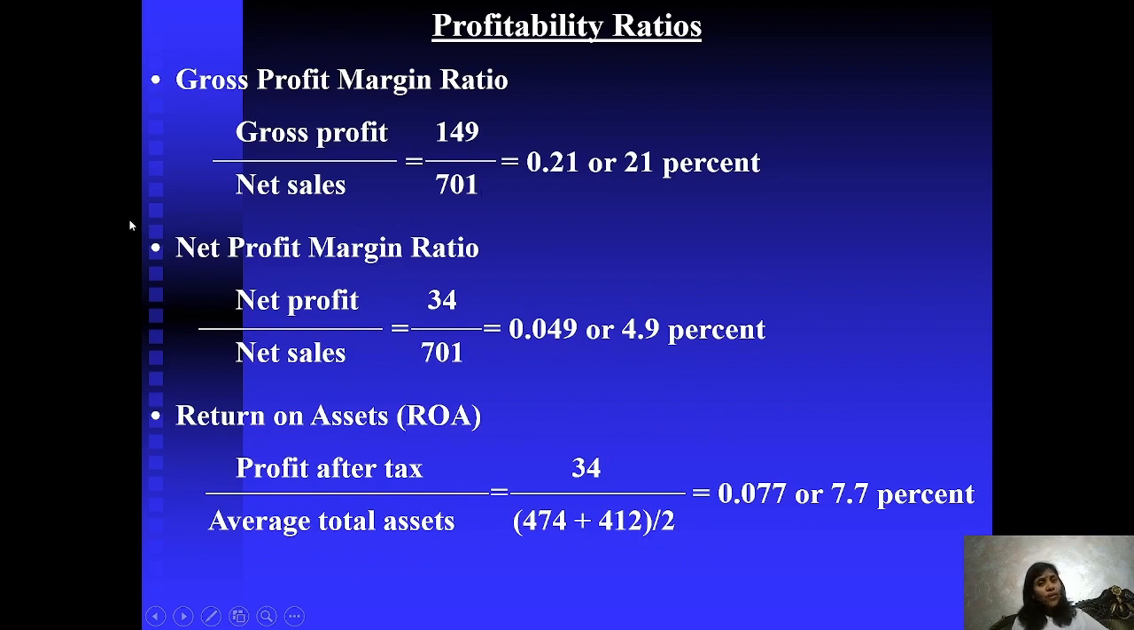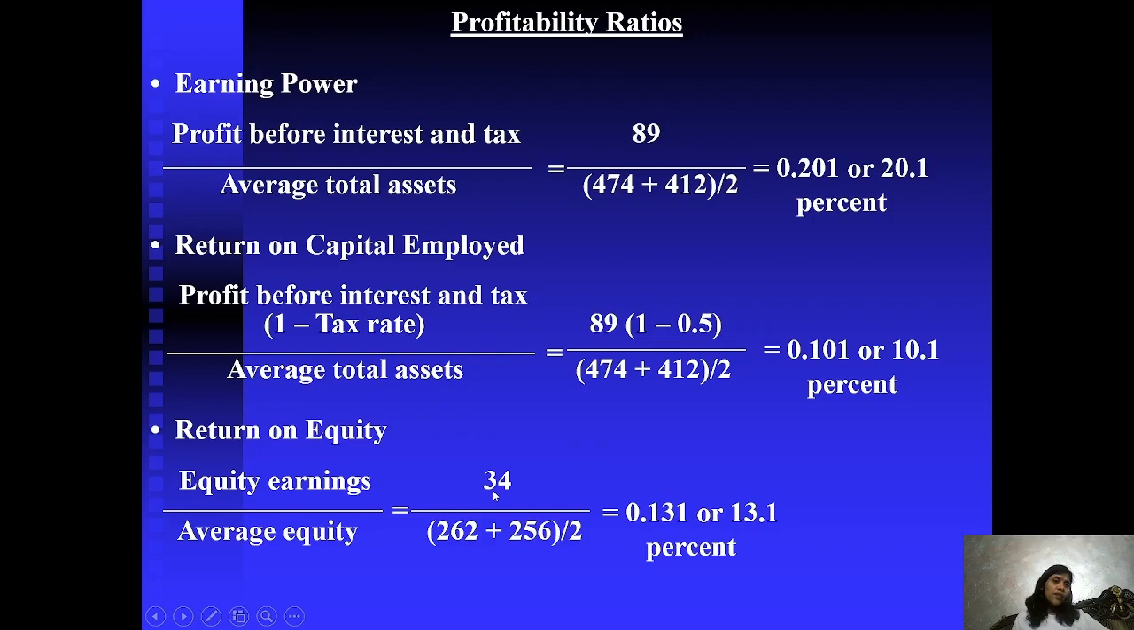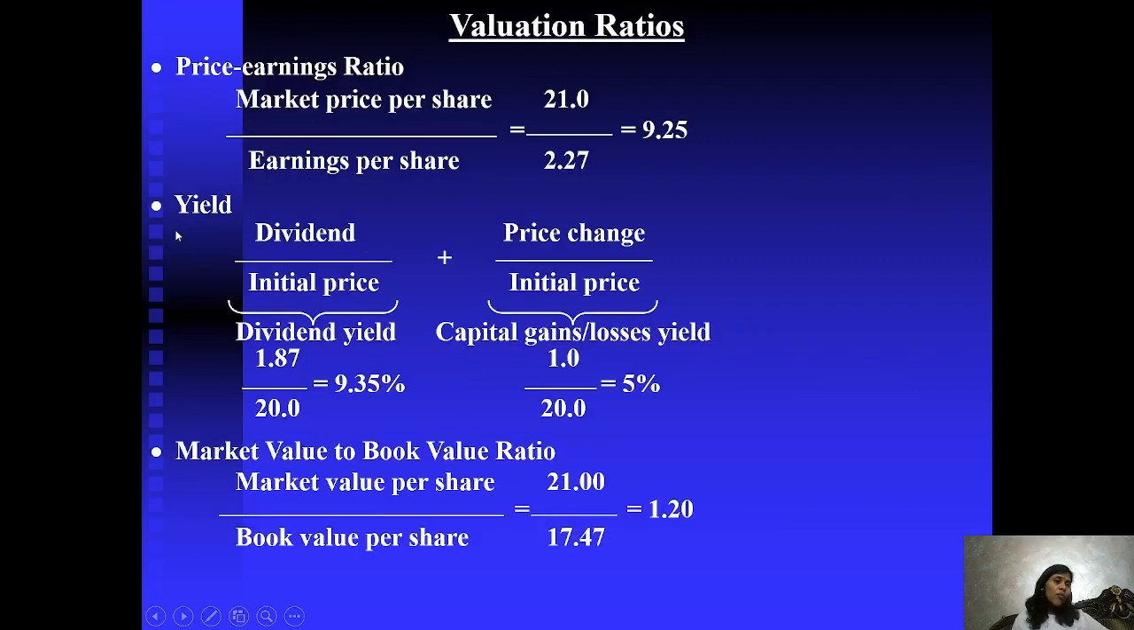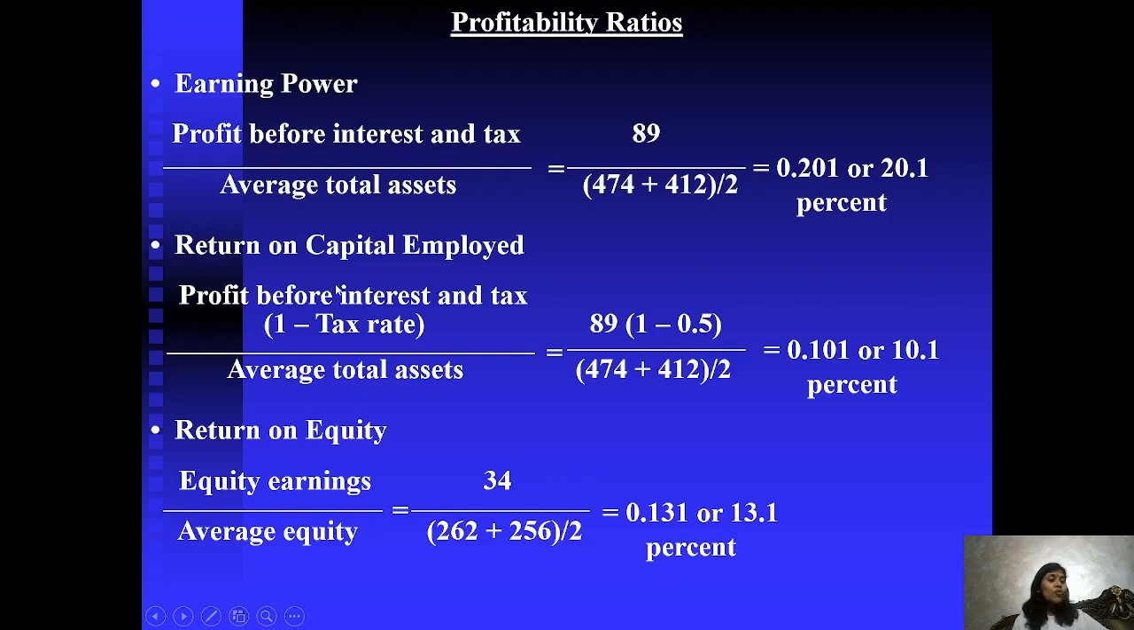Profitability ratios: gross profit ratio, net profit ratio, ROI is very important, return on assets. This you will get again from the income statement, profit after tax by average total assets. Profitability ratio again, return on capital. This is very important, ROE. Because if you want to invest in any company, you should know what is the ROE of the company, the ROCE of the company.